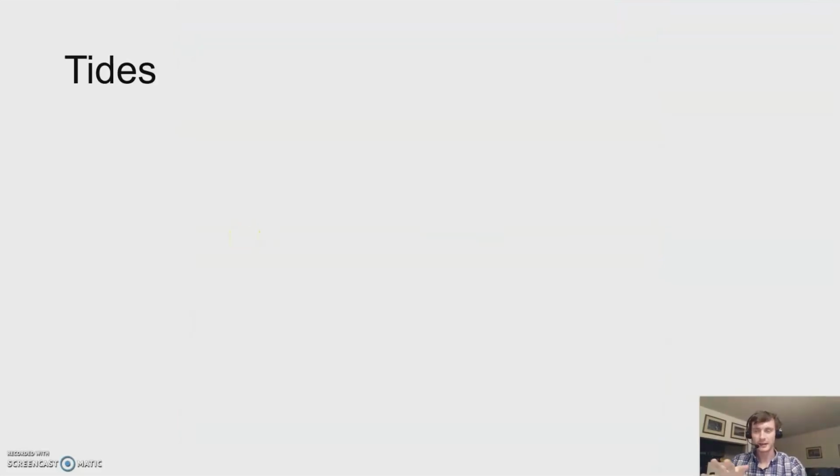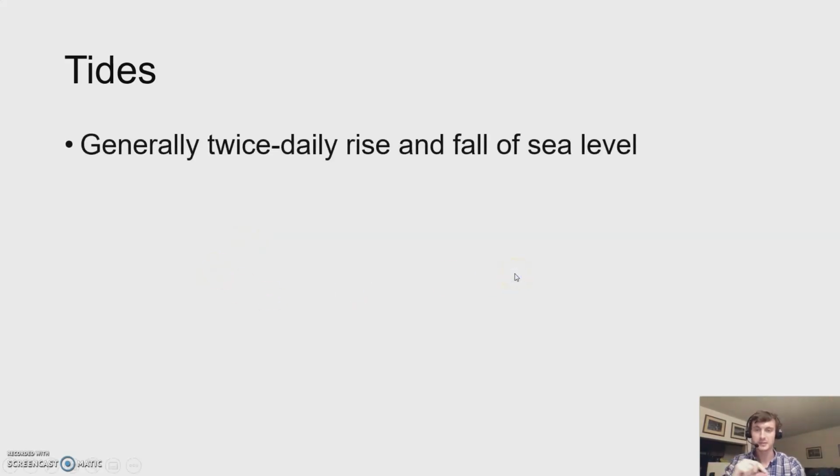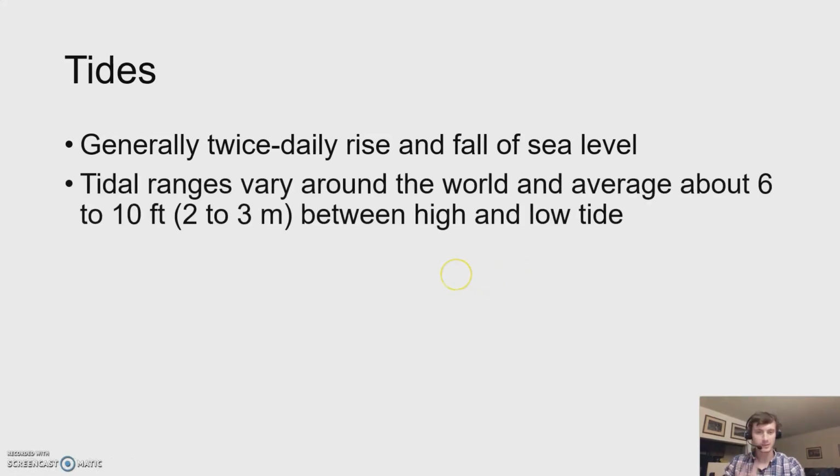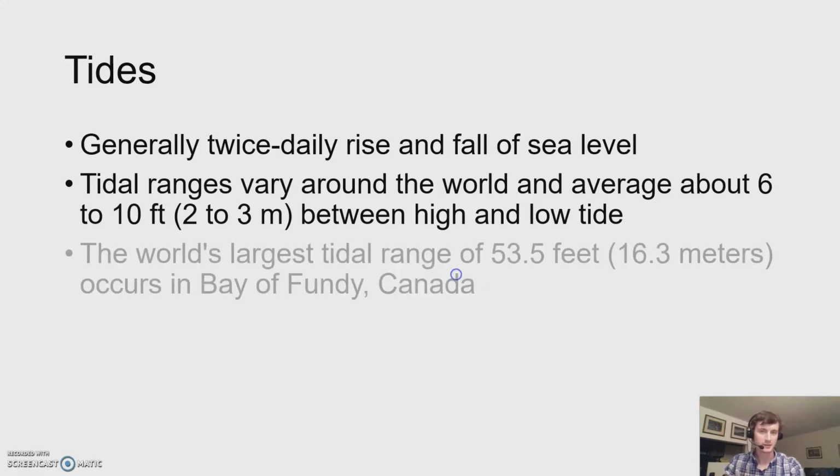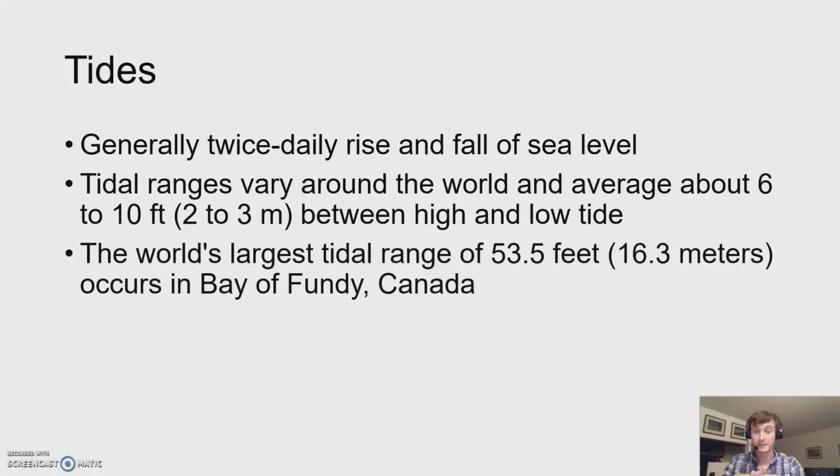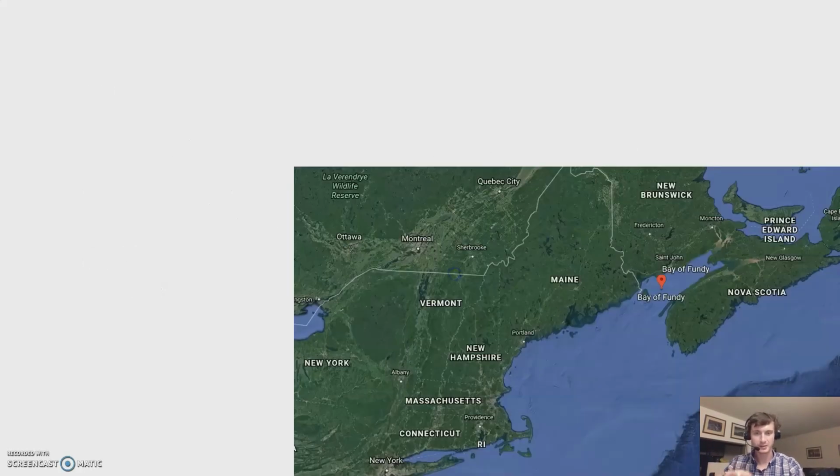So next part of this section, the section within the section, we're going to talk about tides. I'm talking about twice daily rise and fall of sea level. Tidal range can be anywhere from like 6 feet to 10 feet between high and low tide to even up to like 53.5 feet. So 50 plus feet of vertical distance. Right? These are vertical measurements here for sea level between the high and low tide.